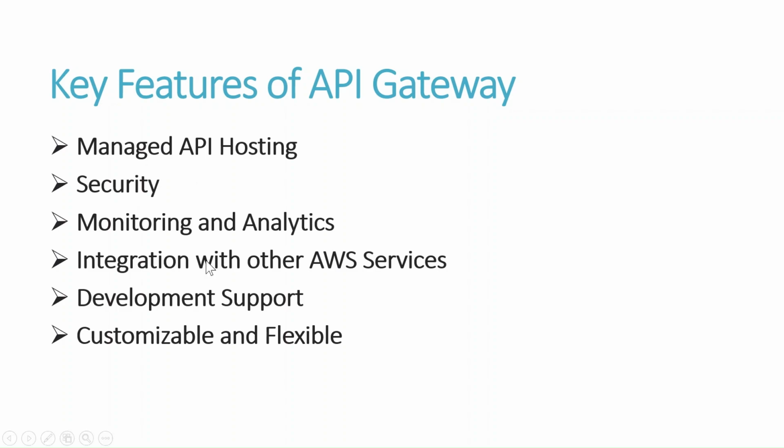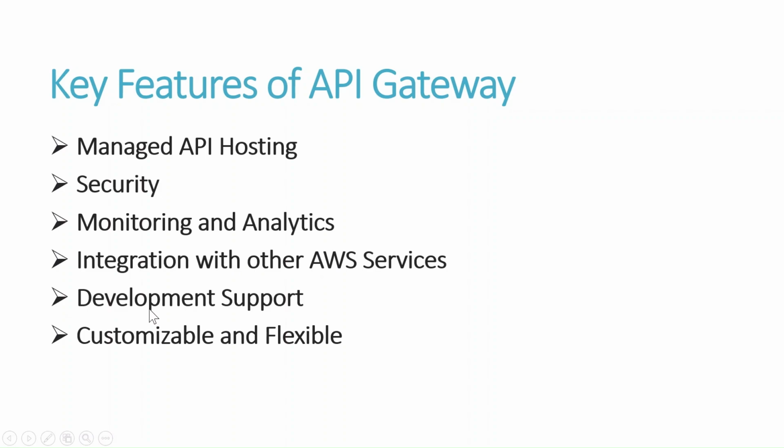Third one is monitoring and analytics. So API Gateway tracks how your APIs are used and how well they perform. So it collects data about how many users are accessing your APIs, how fast your APIs respond, and if there are any errors. Fourth one is integration with other AWS services. So API Gateway works seamlessly with other AWS tools like Lambda functions to run your code, S3 buckets to store your files, and DynamoDB for the database.